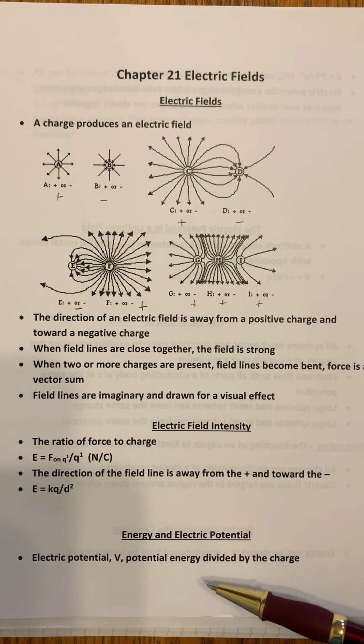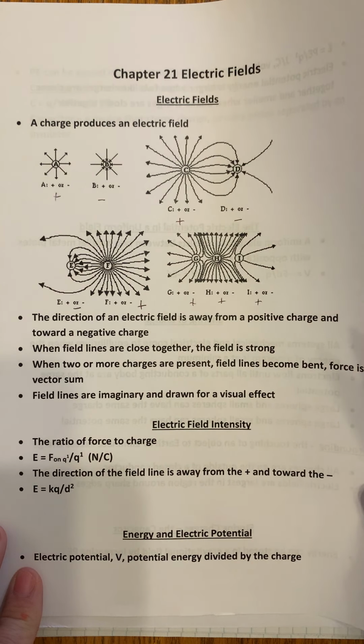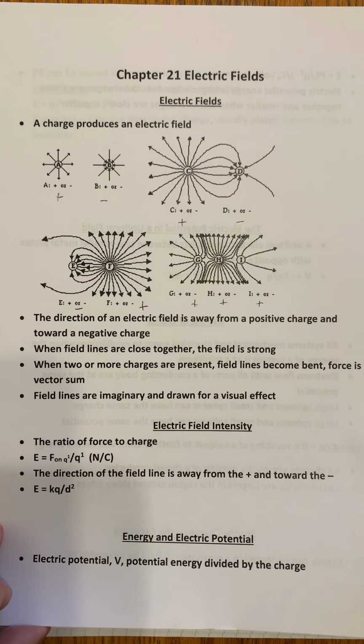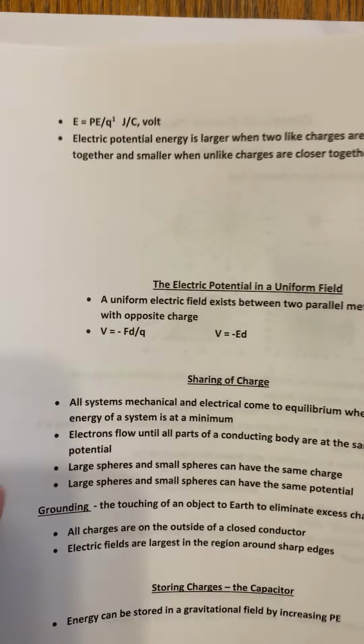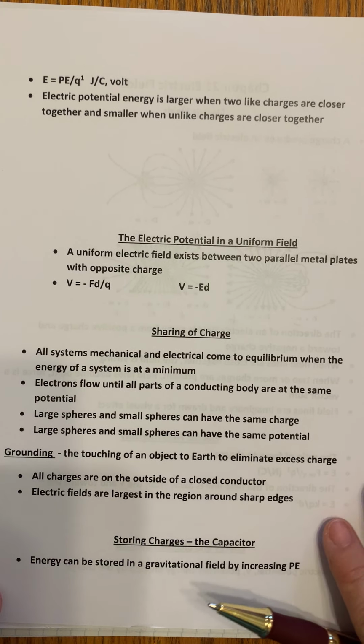And here's another formula. Electric energy and electric potential. Electric potential, usually we use delta V, is potential energy divided by the charge. And there's another formula.